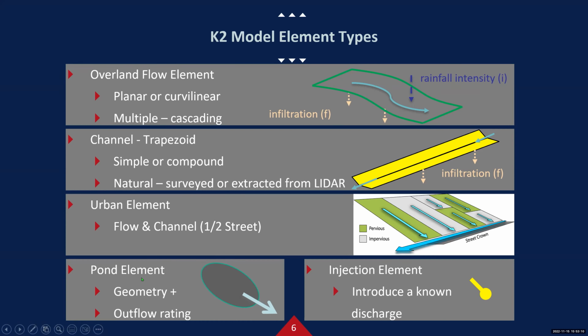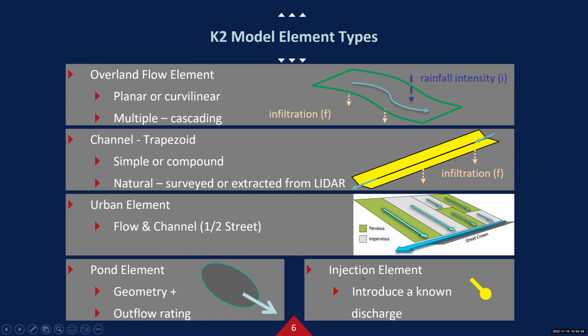We've got pond elements. What you need is the geometry of the pond. So you basically need to know the volume and area of the pond. So again, that's often done with field survey and also can be done with LiDAR. And you need an outflow rating. So as the water level gets increased, if there's an outlet weir or even an overflow bank, you need to know that.